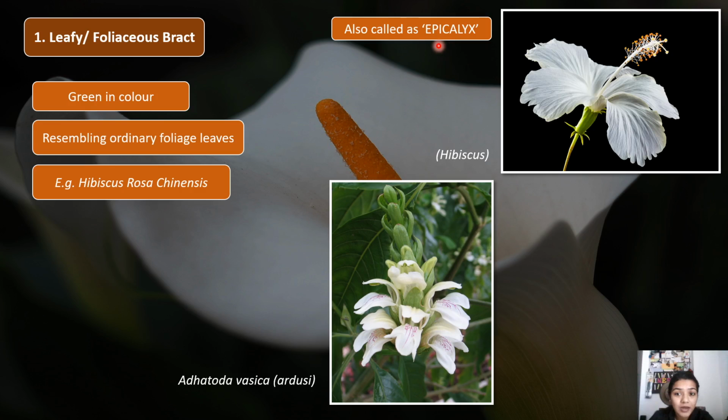Why is it called apicalyx? Because calyx is present above this. This is the calyx, right? We know that this green structure is the calyx, and the bract is present just below the calyx, and therefore this can also be called as apicalyx.